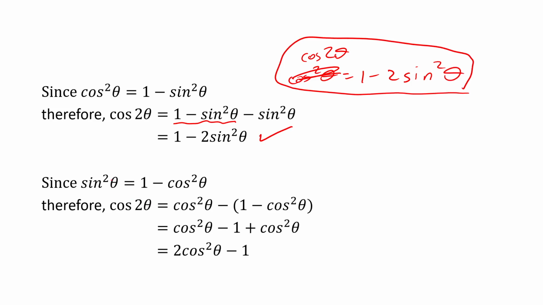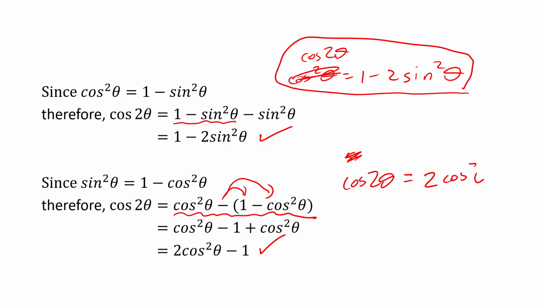Similarly, we can sub in 1 minus cos squared theta for sine squared theta. So instead of saying cos squared theta minus sine squared theta, we can say cos squared theta minus the quantity of 1 minus cos squared theta. Well, then when we take this negative sign in front of the bracket and distribute it, the minus sign in front of cos squared becomes a plus, and we end up ultimately, after collecting like terms, with 2 cos squared theta minus 1. So in other words, a third formula for cos of 2 theta is 2 cos squared theta minus 1.